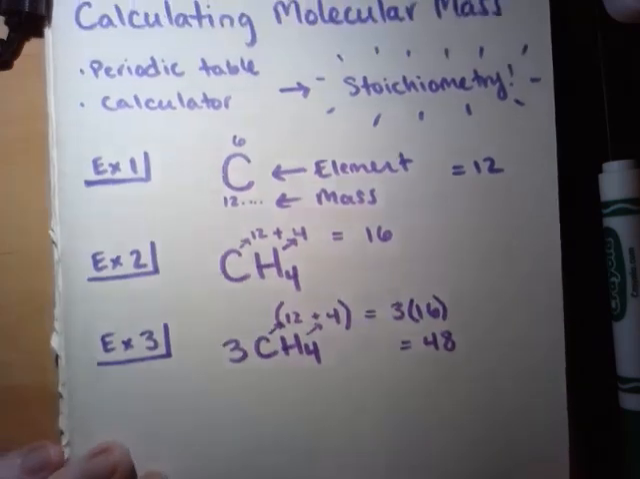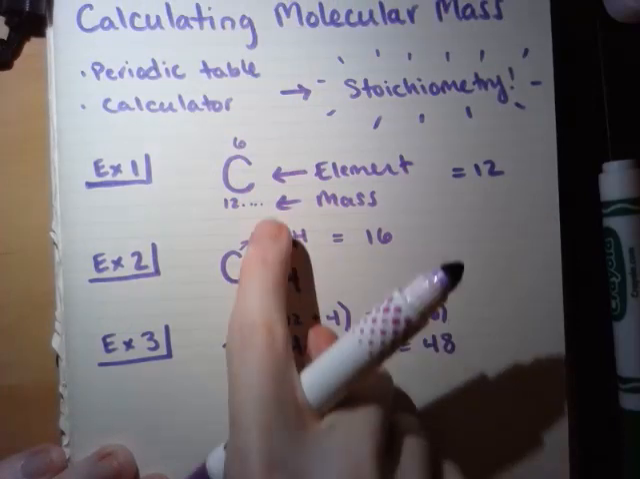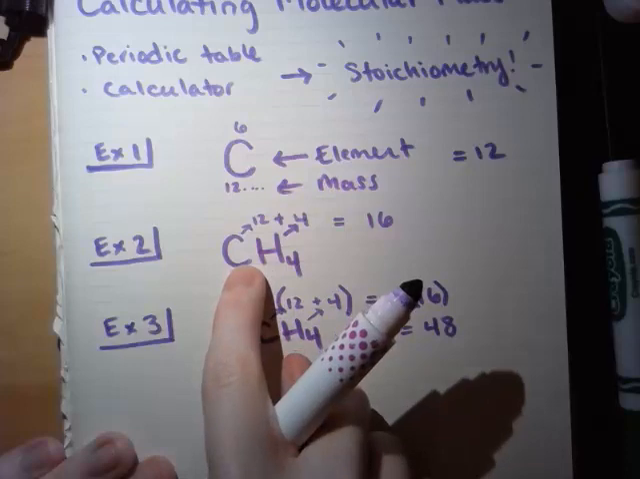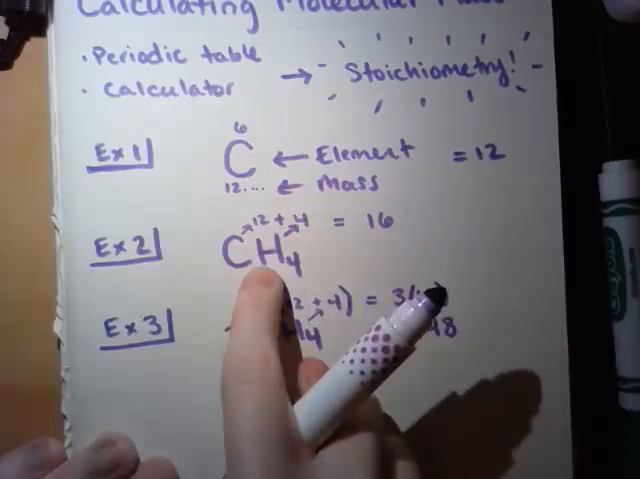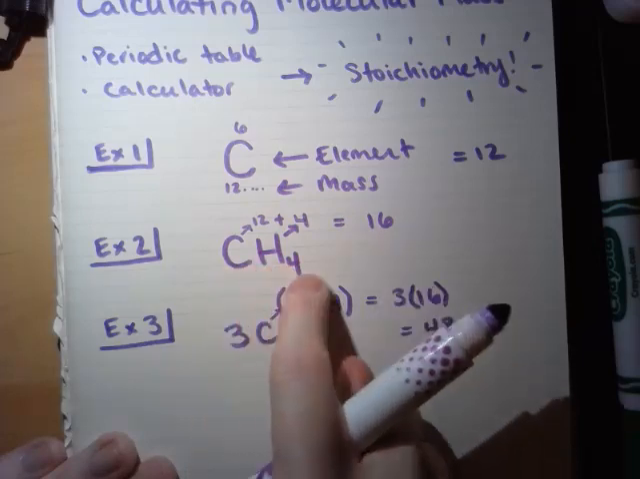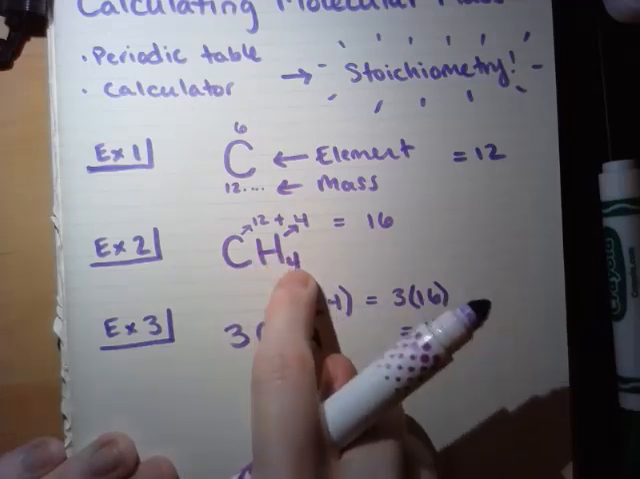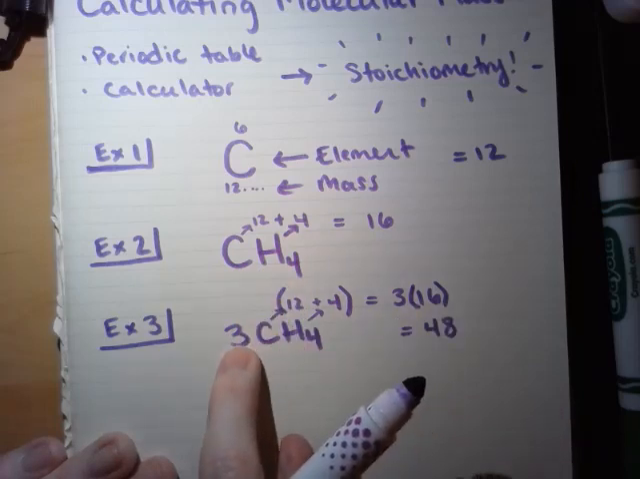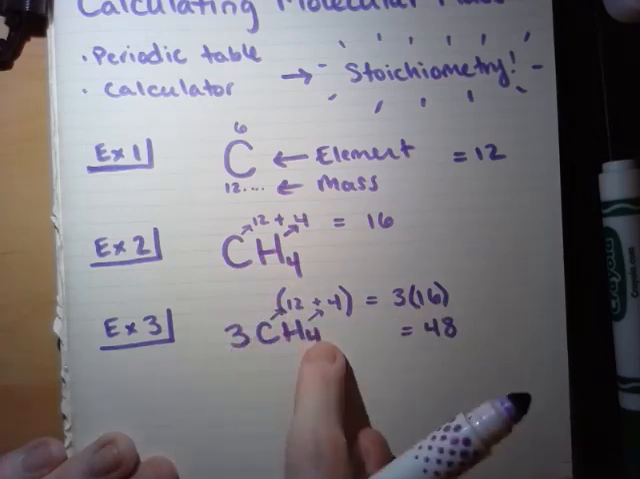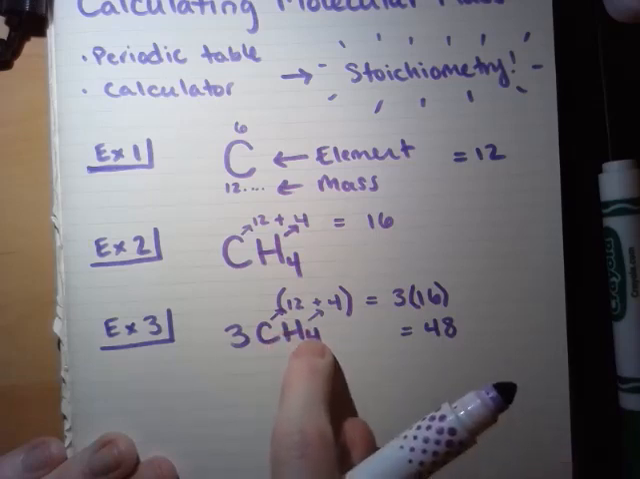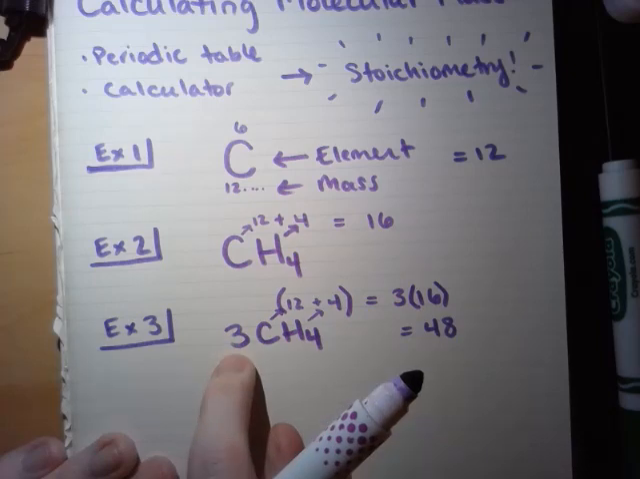So again, really quickly reviewing: we find the mass from the periodic table. To get more complex things like this, we add up the masses of all of the elements, including the subscripts. Subscripts multiply the element that's right next to them. And if we have coefficients, we multiply by the coefficient last. We add up all of these, multiply by the subscripts, and multiply by the coefficient last.